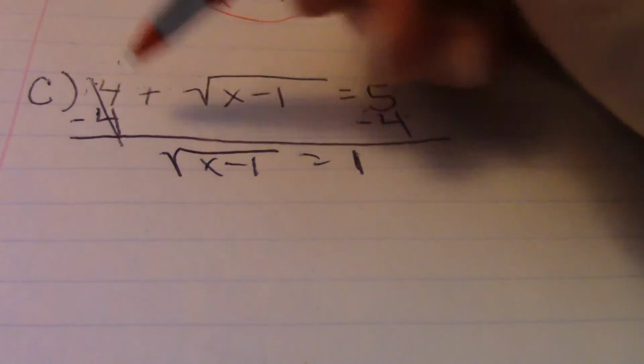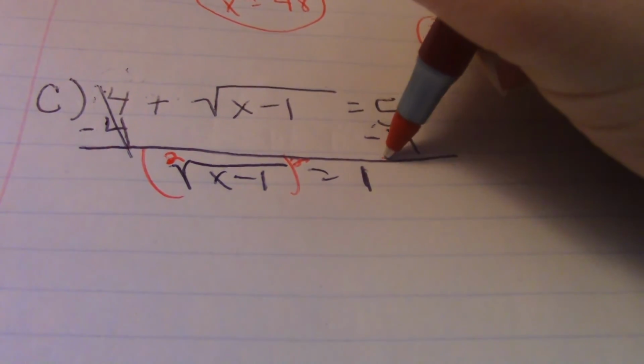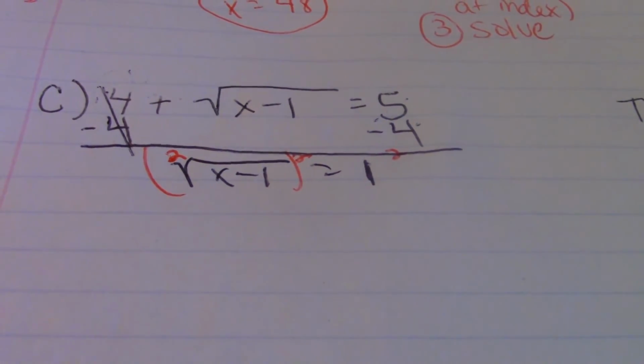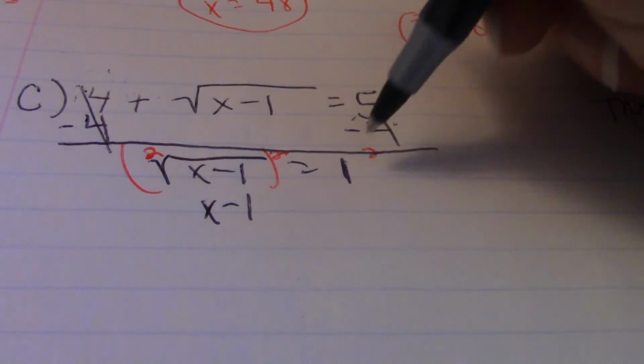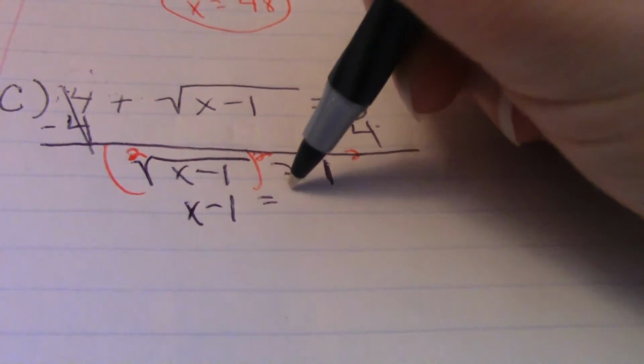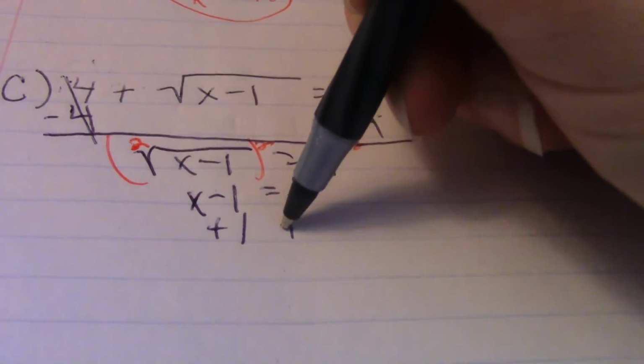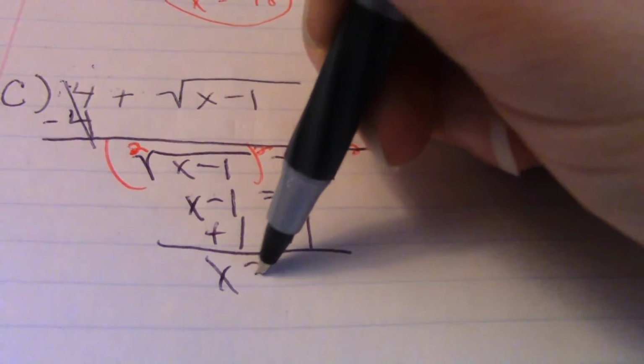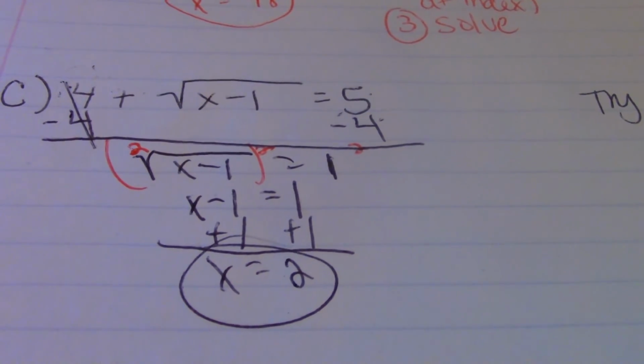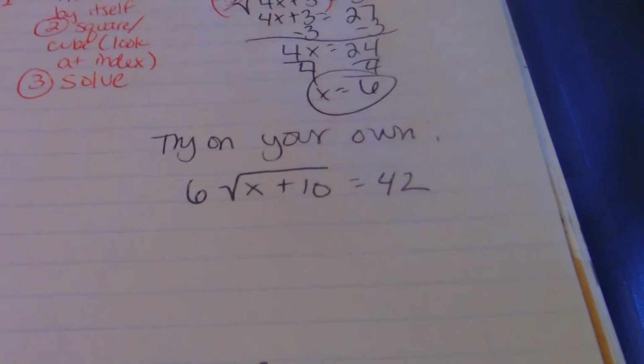And what number is right here if we don't see one? It is a 2. So I need to square this and square the other side. So the left side is still x minus 1, but without the square root sign now. 1 squared, 1 times 1, is 1. And if I solve, I need to add my 1. So x equals 2. Try this one on your own.